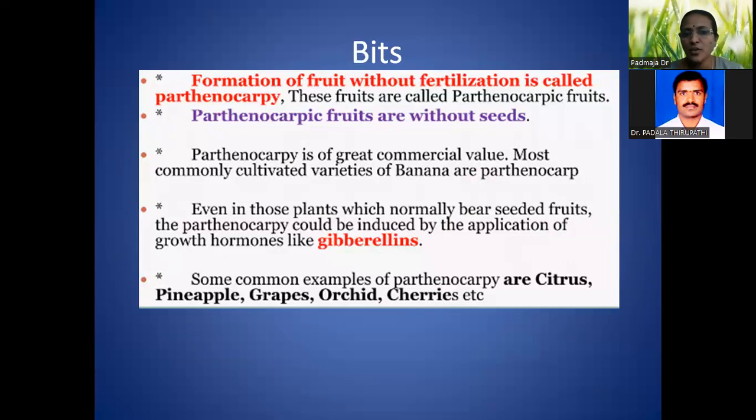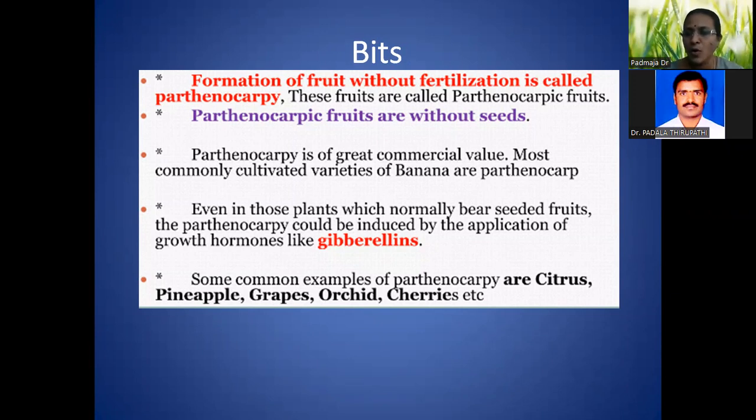The formation of fruits without fertilization is called parthenocarpy. These fruits are called parthenocarpic fruits. They have great importance in order to avoid seeds or to get more pulp. Parthenocarpic fruits are without seeds and have great commercial value. They are commonly seen in banana.